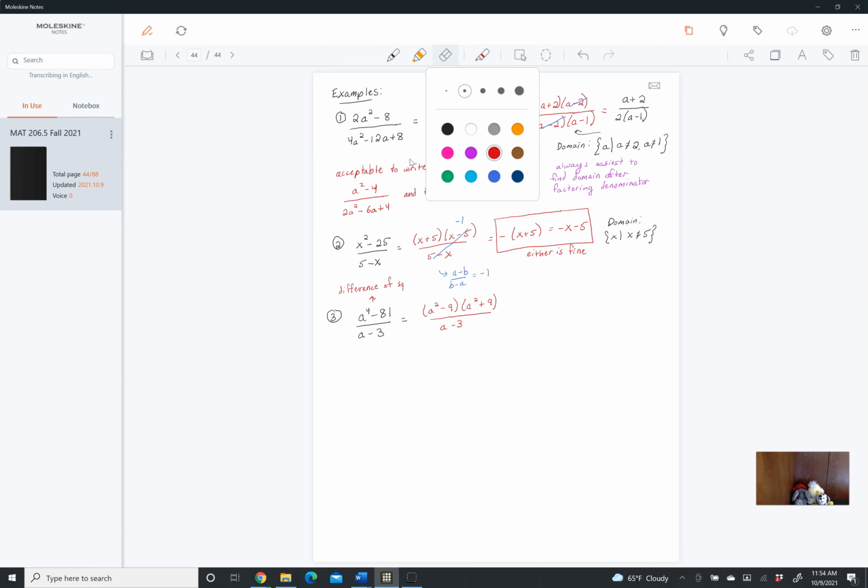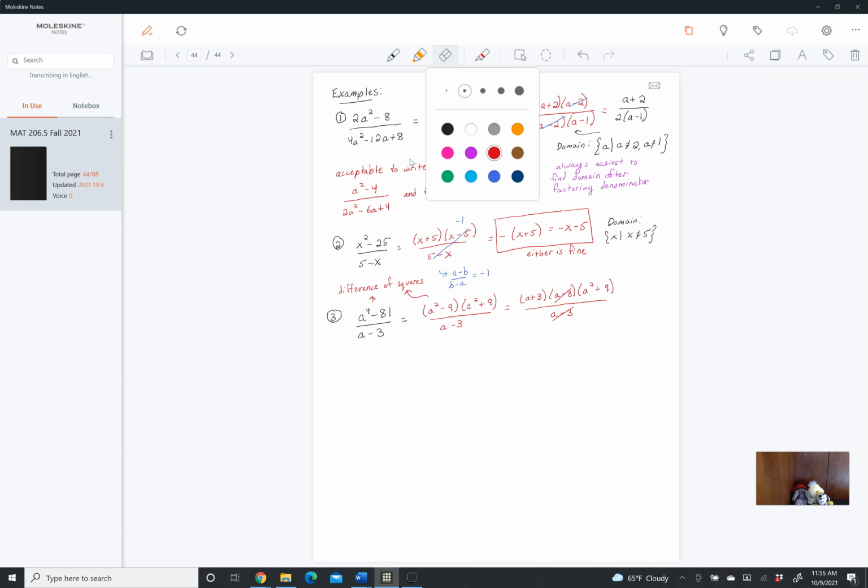Now here's the thing though, we're not done yet, because a squared minus 9 is also a difference of squares. So we could factor again, which is rare. Okay, this is not typical, this is rare. But a squared minus 9 is a plus 3 times a minus 3. That a squared plus 9 has to be left alone. It is not a difference. Okay, there is no way to factor a sum of squares.